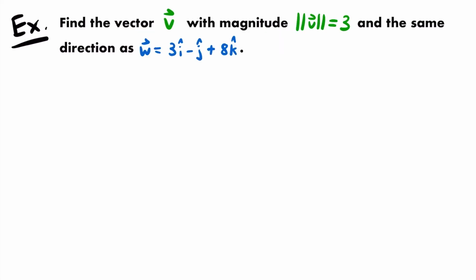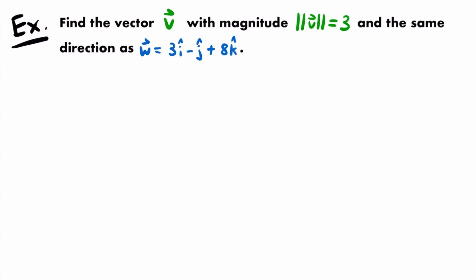All right, so next up, we want to find the vector v that has a magnitude of 3 in the same direction as vector w, which is equal to 3i minus j plus 8k. All right, now this seems like a complicated problem at first, right? Because what's the direction of vector w?